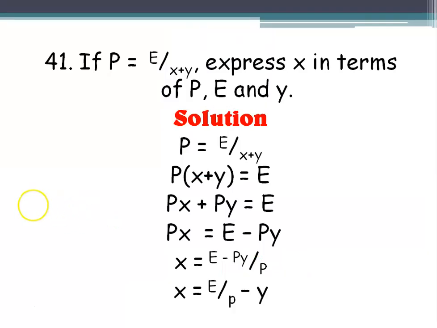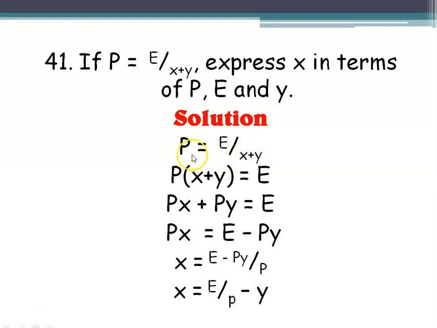Question 41 says, if P is equals to E over X plus Y, express X in terms of P, E, and Y. So this is just saying you should make X the subject of formula in this equation. So I have P is equals to E over X plus Y. What I'm trying to do now is to eliminate E and Y so that I'll have only X left here. Is that taken?